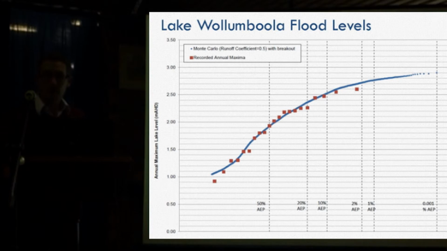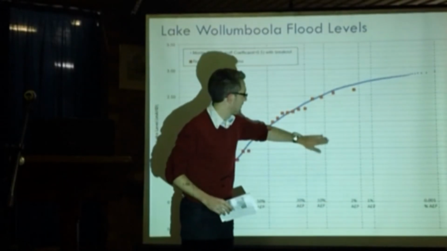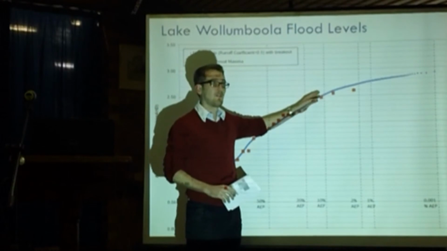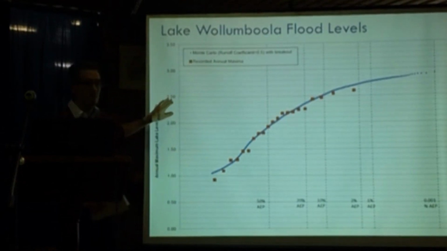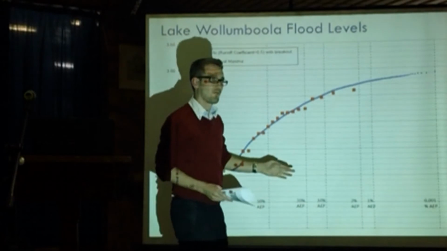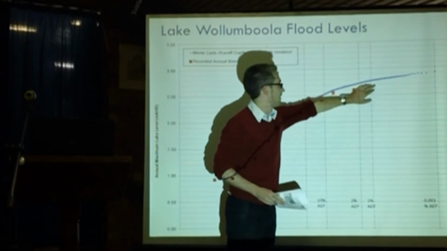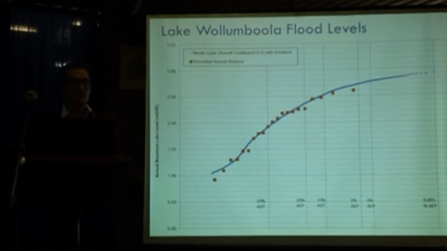And we get a very good match to the historical data. That's quite a good result. The key things to take out here are probably the 10-year level, which is this dotted line here. So a 10% chance of happening in any given year is at about 2.5 metres above average sea level. The 100-year, or the 1% chance of happening in any given year, but possibly twice in 2 years if you're unlucky, is up here at about 2.85 metres above average sea level.